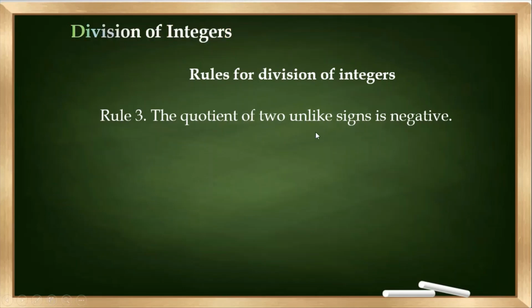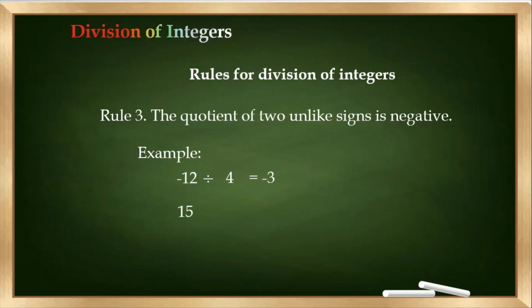Another rule is the quotient of two unlike signs is negative. Ibig sabihin, hindi pareho ang kanilang sign. Yung given natin ay mayroong pagkakaiba sa sign. So we have here negative 12 divided by 4. Magkaiba sila ng sign. Sa ating dividend, meron tayong negative, and here meron tayong positive. So, ang ating quotient will be negative. So, negative 12 divided by 4 is equal to negative 3.